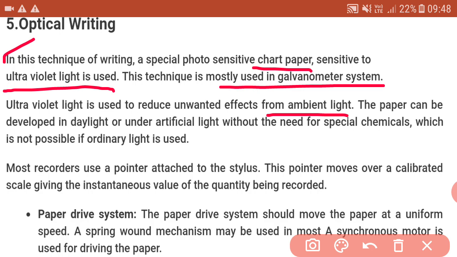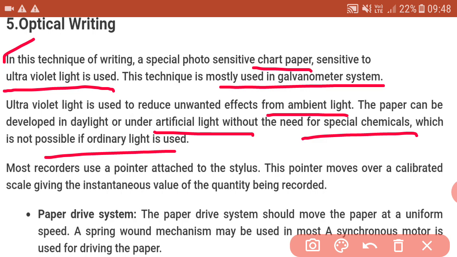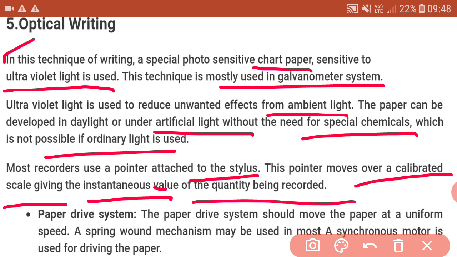The paper can be developed in daylight or under artificial light without the need for special chemicals, which is not possible if ordinary light is used. Most recorders use a pointer attached to a stylus. This pointer moves over a calibrated scale, giving the instantaneous value of the quantity being recorded.